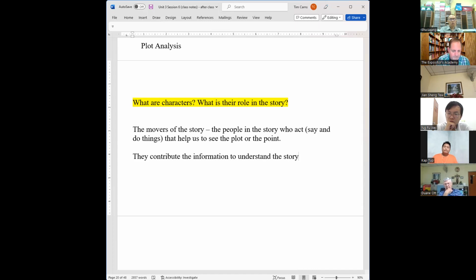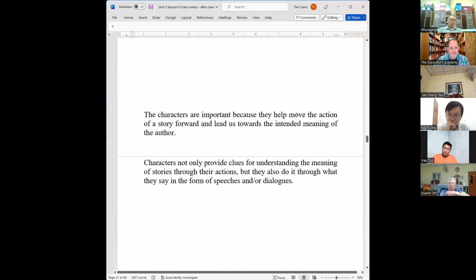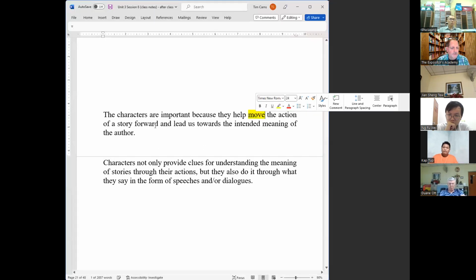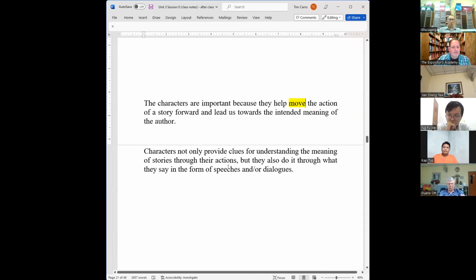All right, good. And as we think about these characters, I think that's a good description. In fact, even as I was thinking about it, I liked how you used that word movers, Shulong, because they help move the action of the story forward and lead us to the meaning of the author. So yeah, I like that term, movers. Through what they say and what they do, they give us clues to understand the meaning of the story.